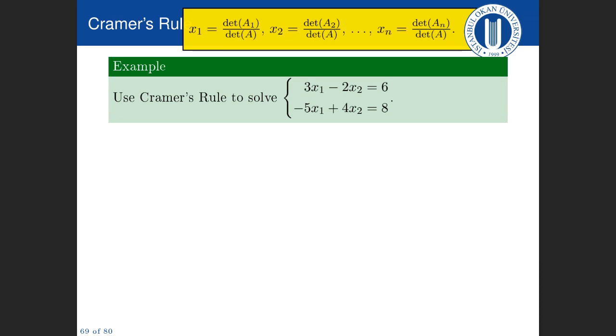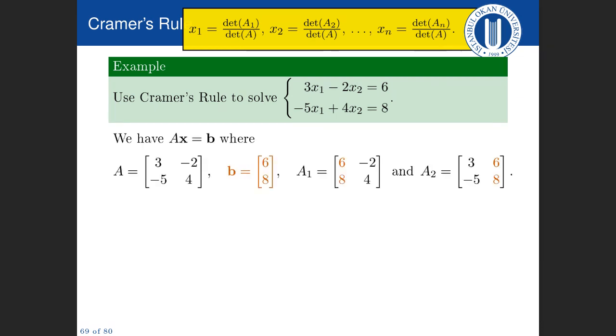I want to use Cramer's rule to solve 3x1 minus 2x2 is equal to 6, 5x1 plus 4x2 is equal to 8. So what do we have here? A is 3, minus 2, minus 5, 4, and B is the vector 6, 8. Take A and replace the first column by B to get A1 is 6, minus 2, 8, 4. Or take A and replace the second column by B to get A2, 3, 6, minus 5, 8.